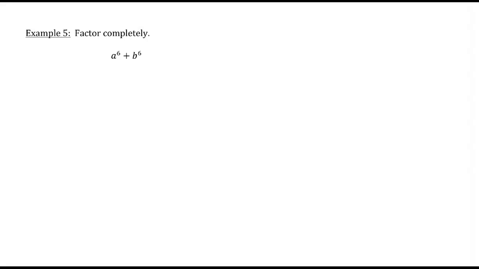In example 5, we have a to the 6th plus b to the 6th. We could write this as a cubed squared plus b cubed squared. But the sum of squares is not one of our special binomials, only the difference of squares. So let's instead write this as the sum of cubes. We'll write it as a squared cubed plus b squared cubed.